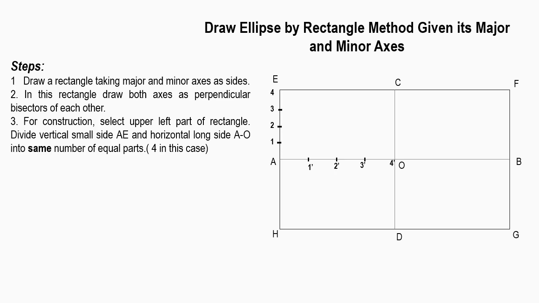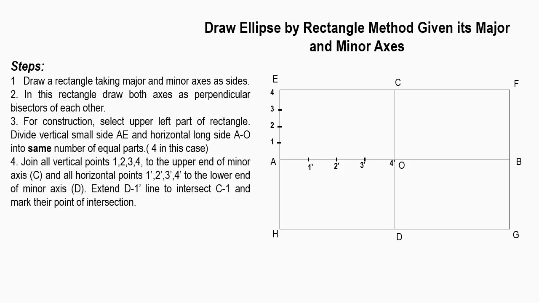This is how I divide AE into 4 equal parts and AO also into 4 equal parts, and I write the names starting from point A. In both the cases, on the horizontal line as well as on the vertical line, I start writing the names of the points starting from point A. Then the points 1, 2, 3, 4 on the vertical line AE, join all these points to the upper end of the minor axis, that is point C. And all the points on the horizontal line AO, that is our point numbers 1 dash, 2 dash, 3 dash, 4 dash, to the lower end of the minor axis D.